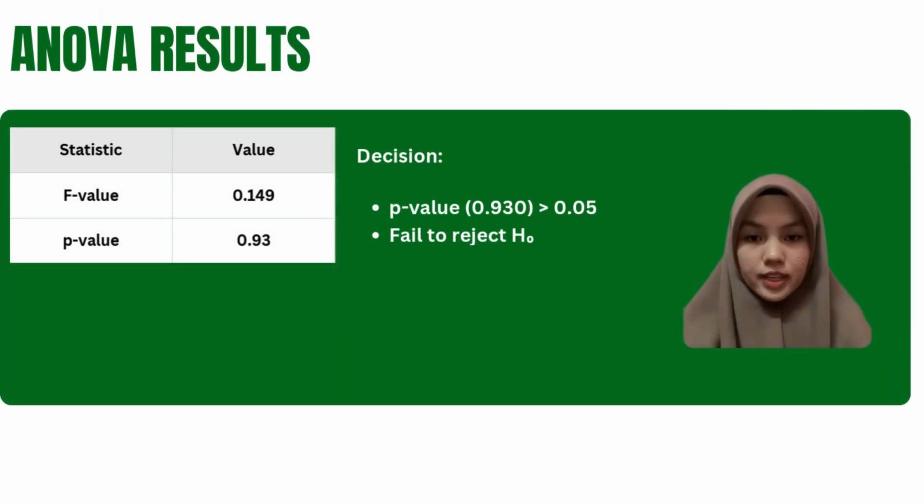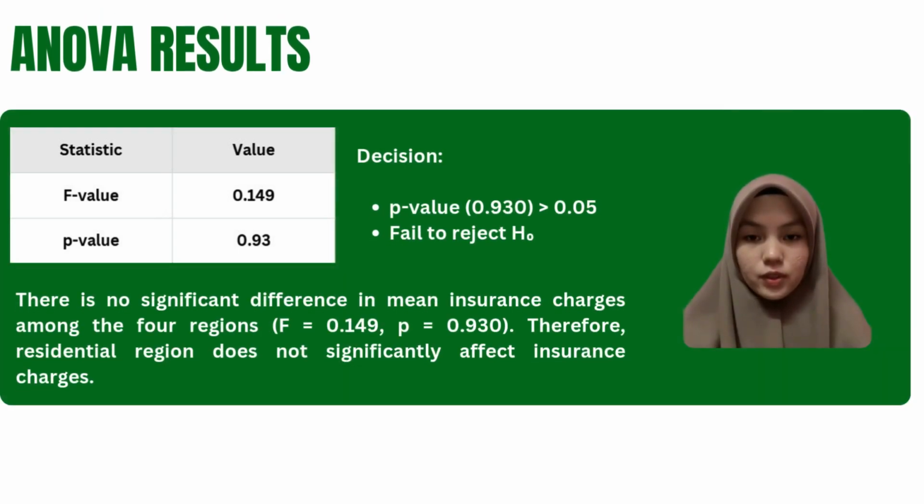The ANOVA test produced an F-value of 0.149 and a p-value of 0.930. Since the p-value of 0.930 is greater than the significance level of 0.05, we fail to reject the null hypothesis. This indicates that there is no statistically significant difference in mean insurance charge among the four regions.